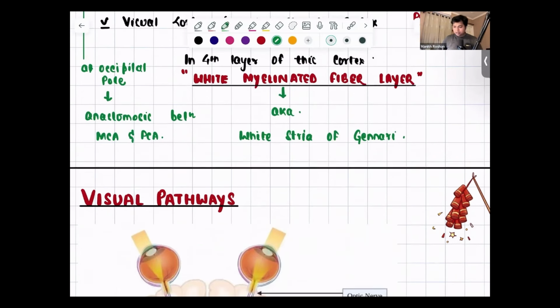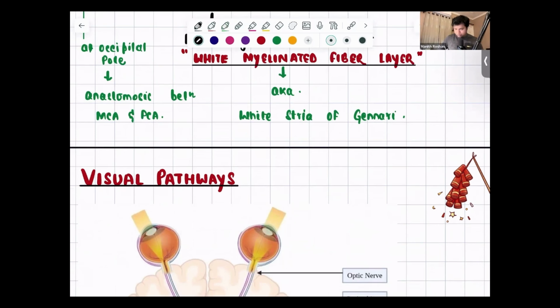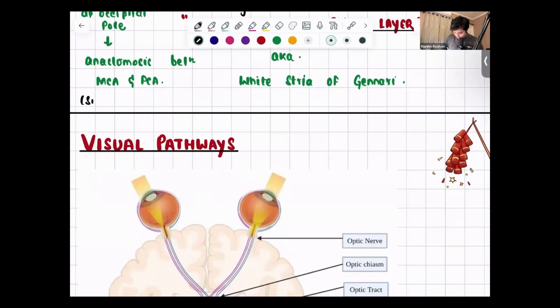Now, in the MCA, there is a superior temporoparietal sylvian artery, which anastomoses with the calcarine artery. I'm just writing the name of the artery. The superior temporoparietal sylvian artery of the MCA, and from the PCA we have the calcarine artery.